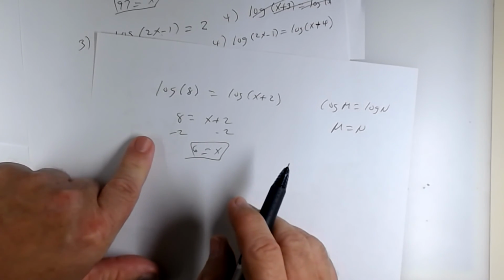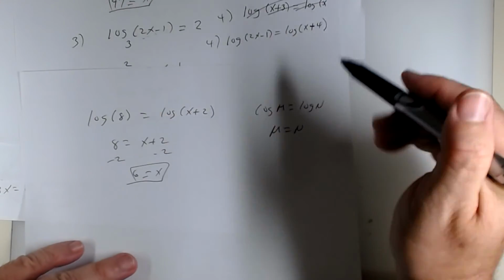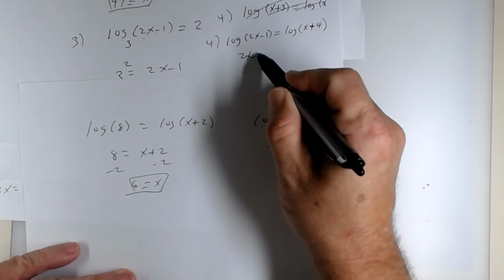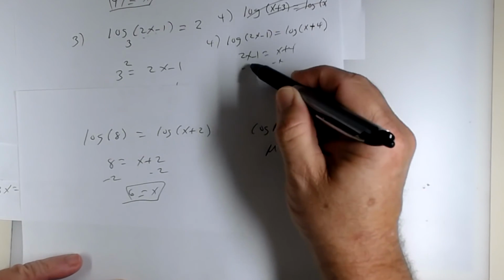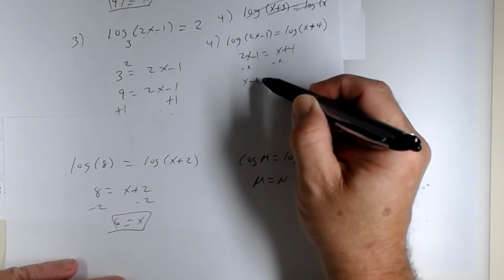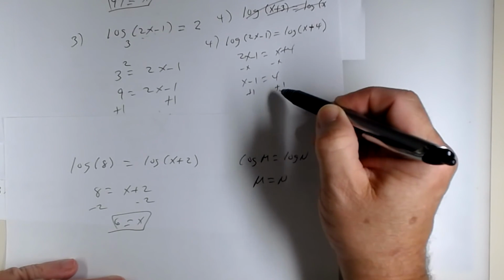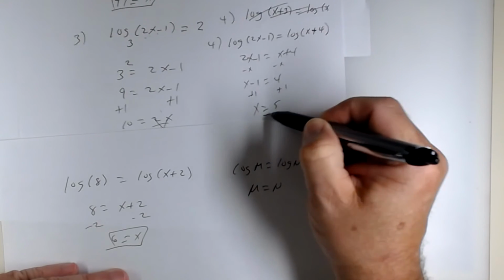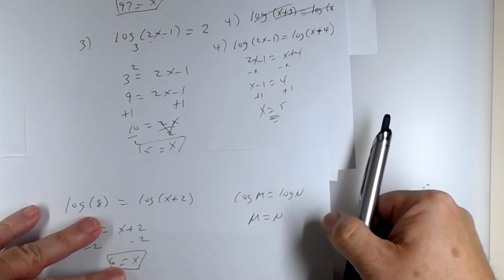So if I go back over here, then what must be true? 2x minus 1 is equal to x plus 4. And then subtract x. You get x minus 1 equals 4. And then add 1. So what's x? 5. That's all it is.